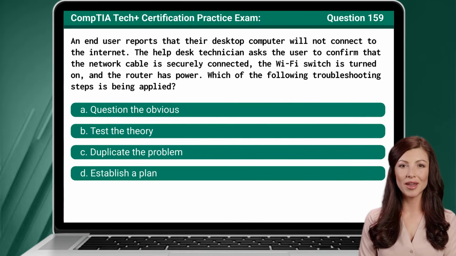Question 159. An end user reports that their desktop computer will not connect to the internet. The help desk technician asks the user to confirm that the network cable is securely connected, the Wi-Fi switch is turned on, and the router has power. Which of the following troubleshooting steps is being applied?